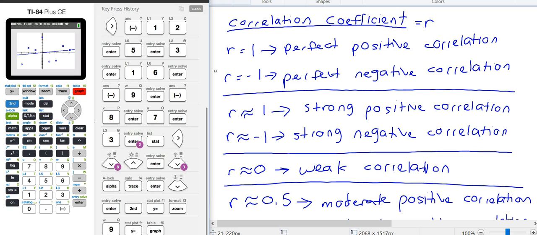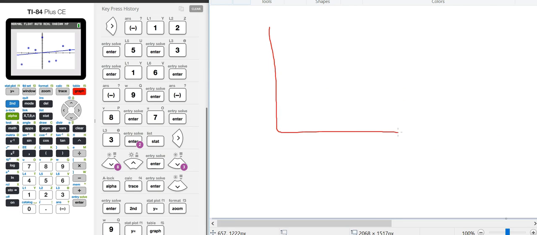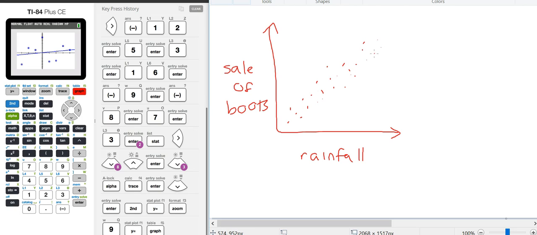Although you can use R, the correlation coefficient, to tell you if data is a good fit, let's say you have a word problem. Let's say we have a graph and the x-axis represents the rainfall per month and the y-axis represents the sale of boots in that month. And we have a plot and we have a line of best fit. And let's say we have an R value. Let's say R is equal to 0.89, which is pretty close to 1.